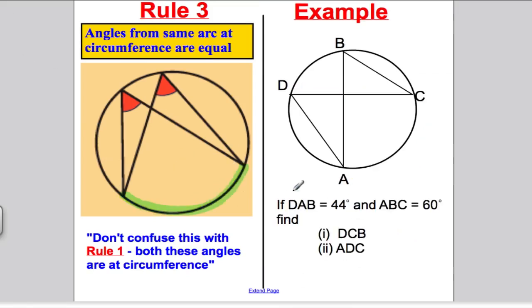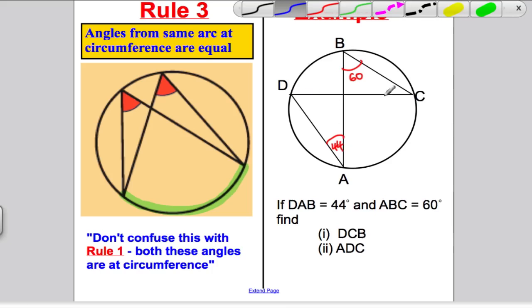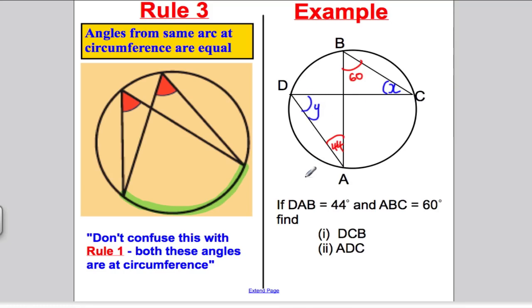Okay, another example. This one's just getting everything together so we can see all the different cases. D to A to B is 44, and A to B to C is 60. It asks us to find DCB, that one, and it asks us to find ADC, that one. Okay, so we've got to find these.